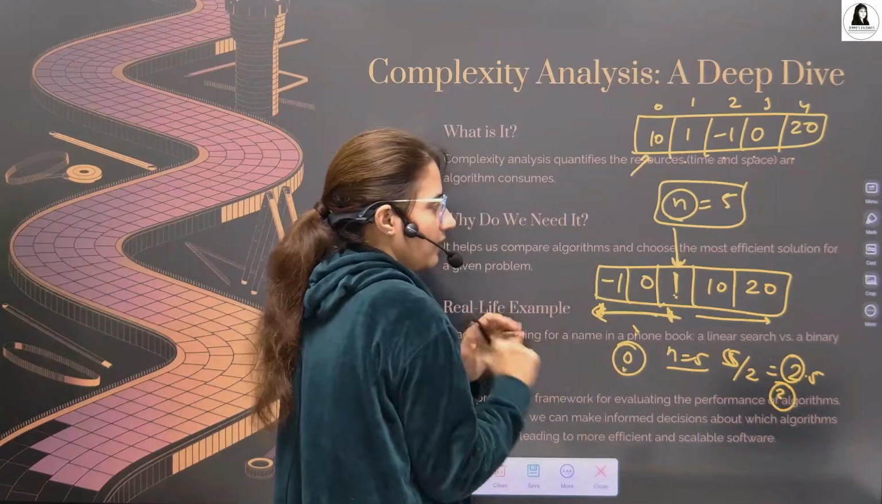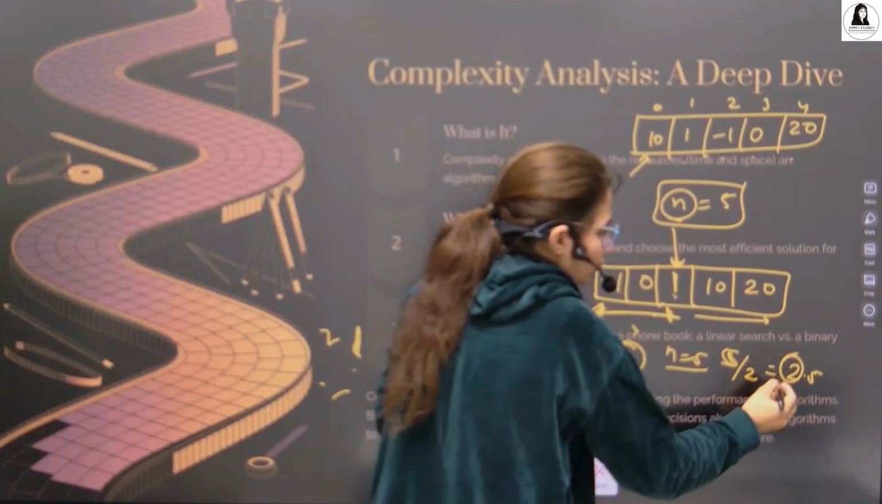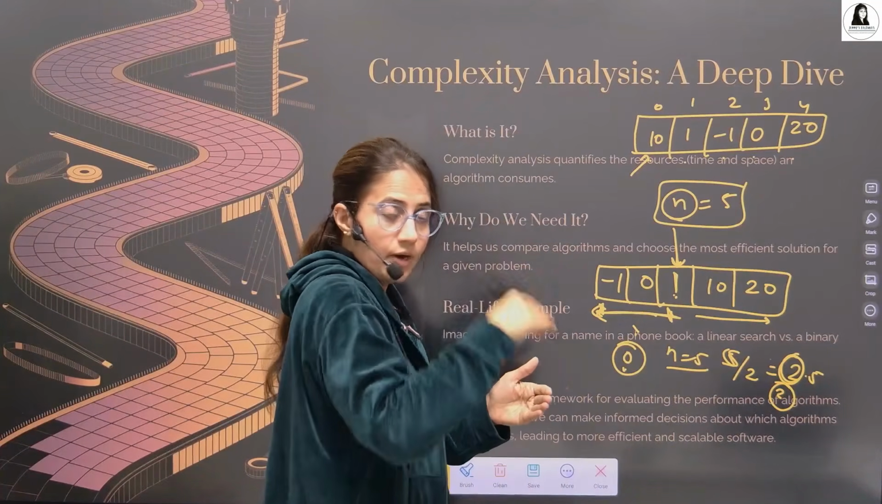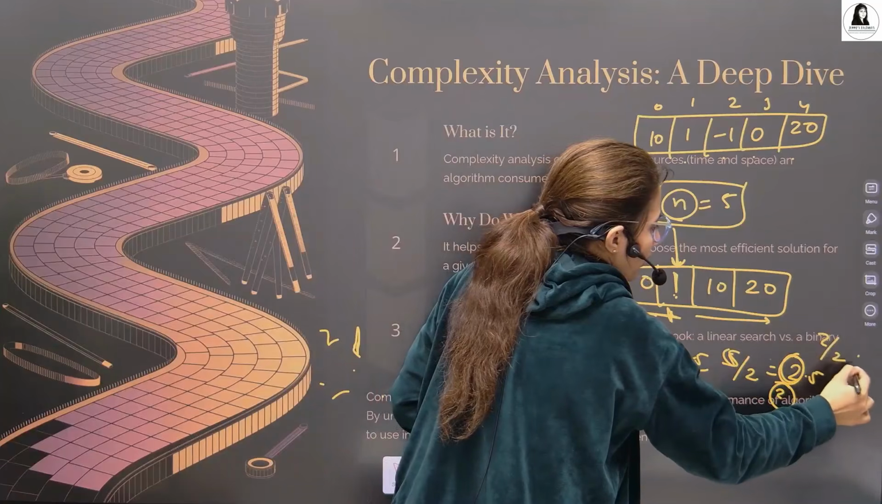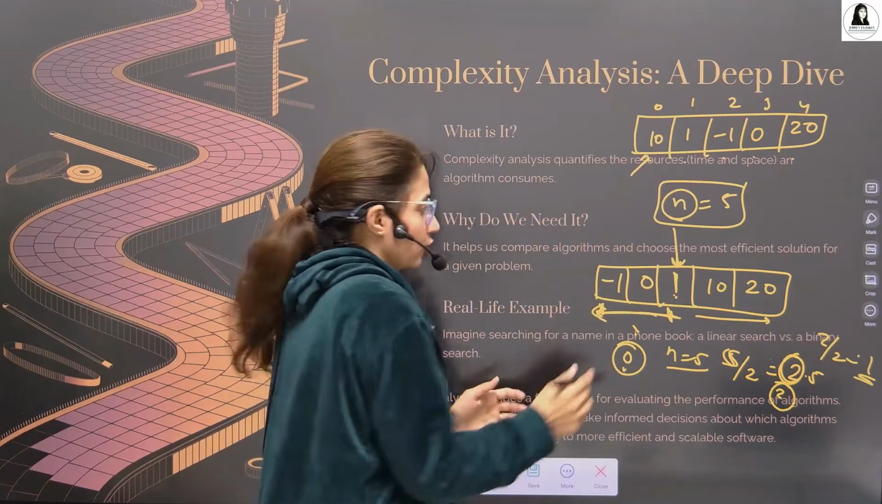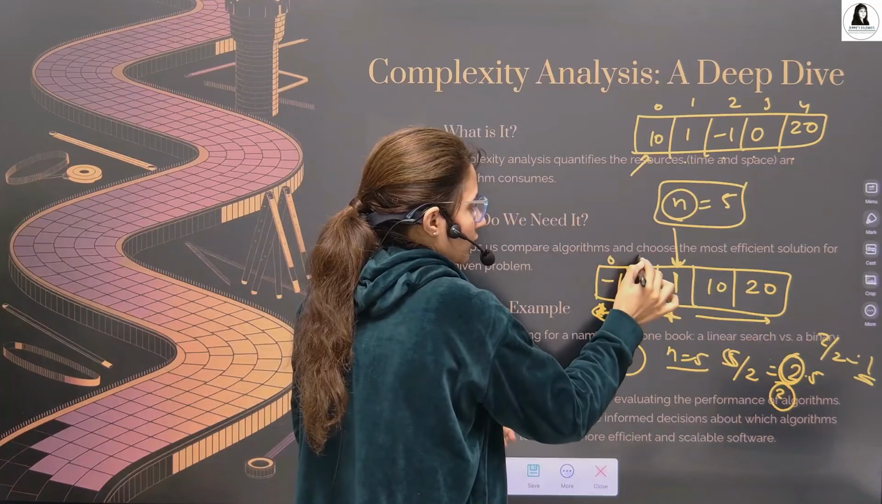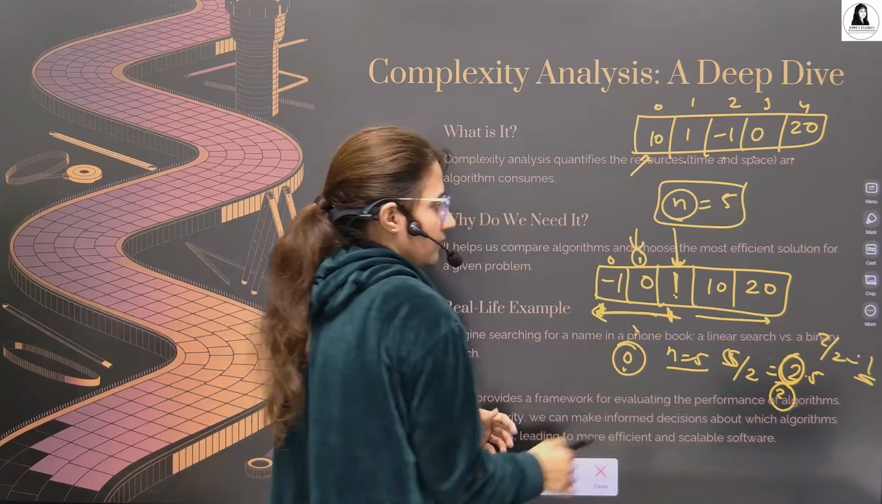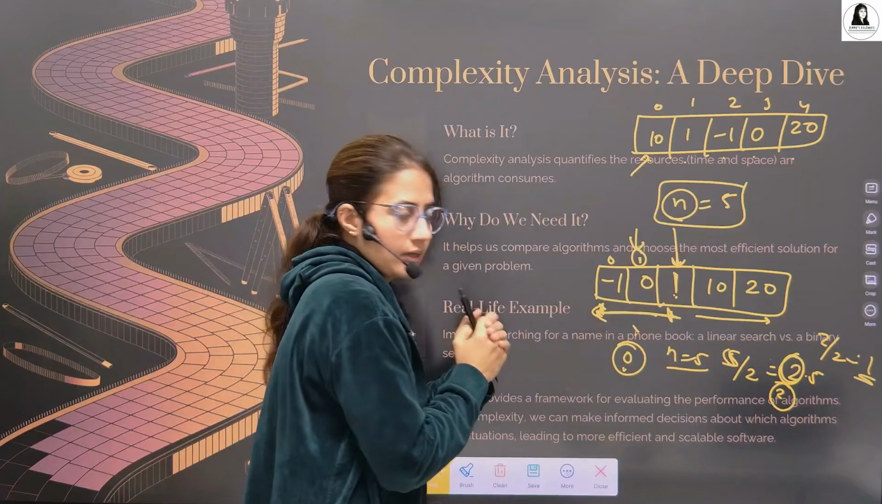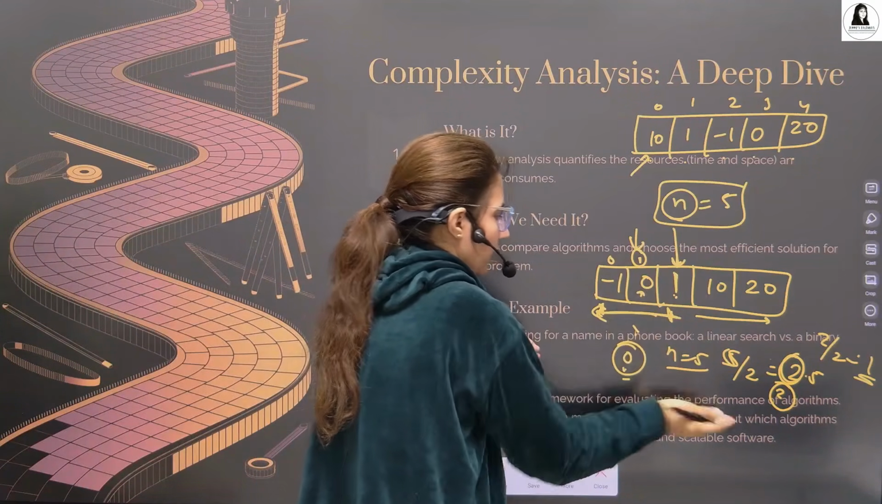Again, now n is 2, so again divide by 2. 2 by 2 is 1. So at 0, at 1 is this location. Go for this location. This is half of this array. Now compare. Is this 0? Yes, this is 0, and that's it.